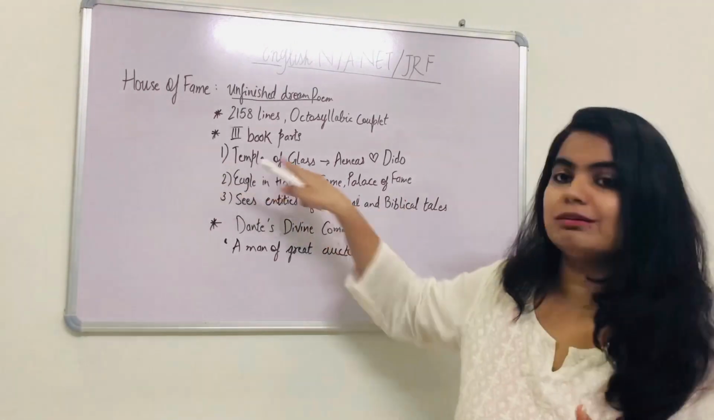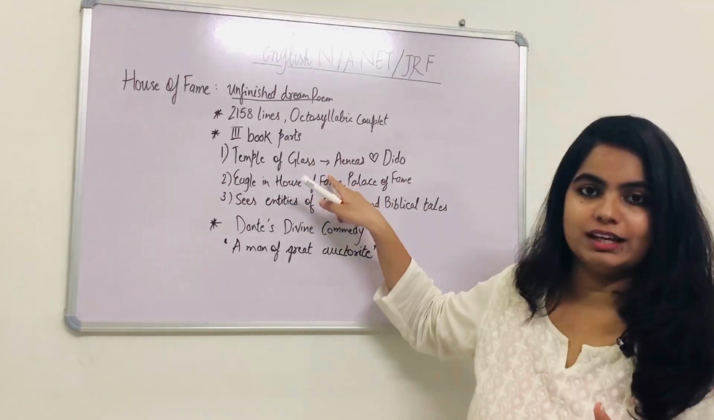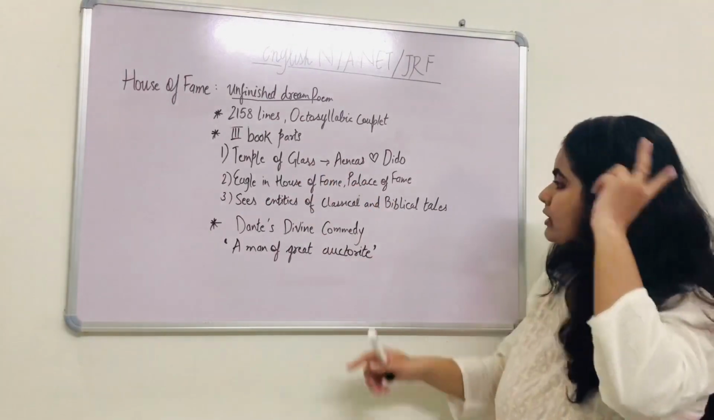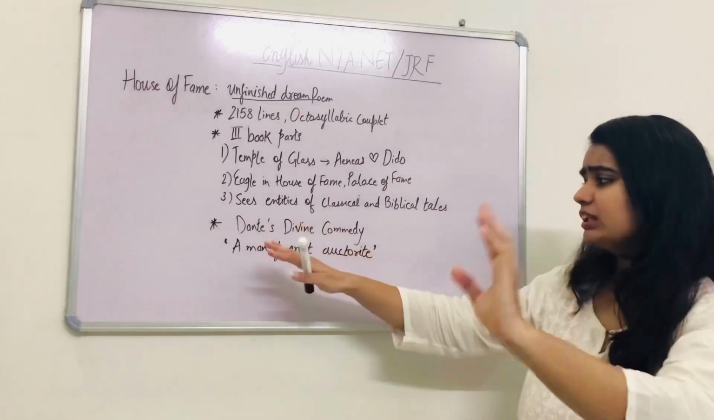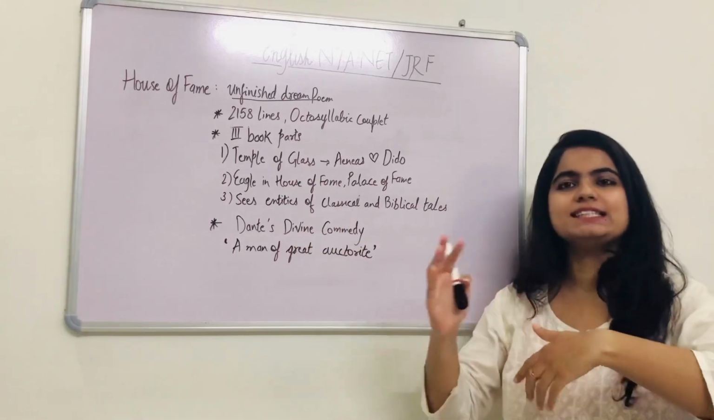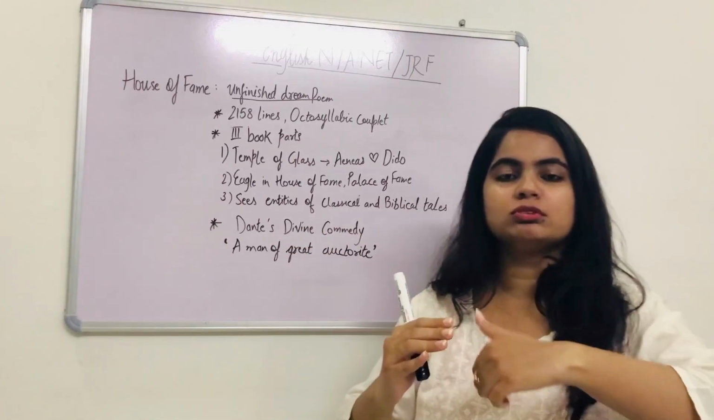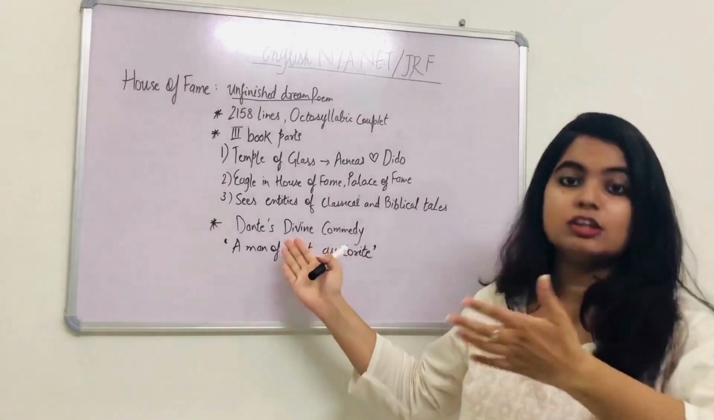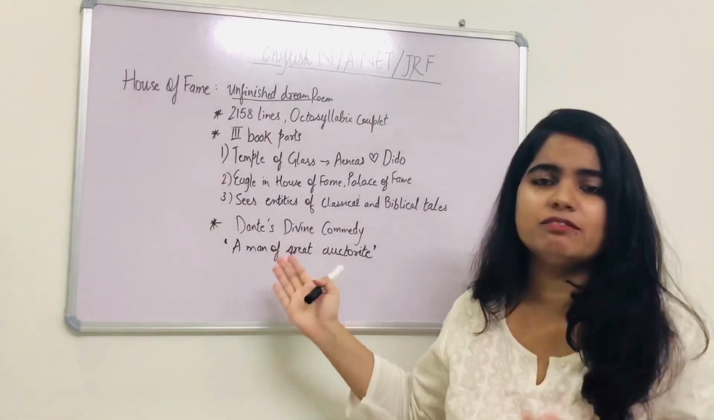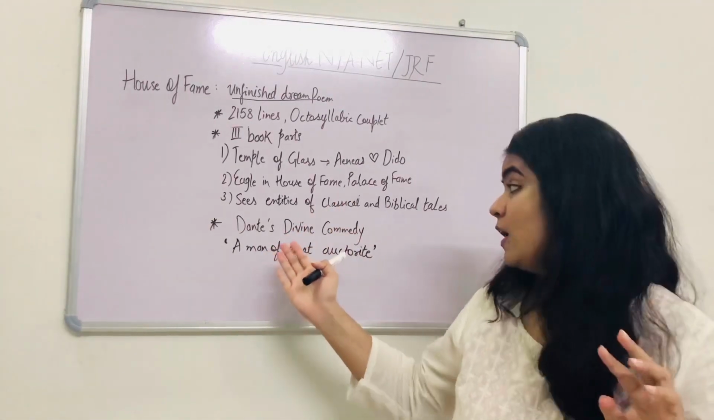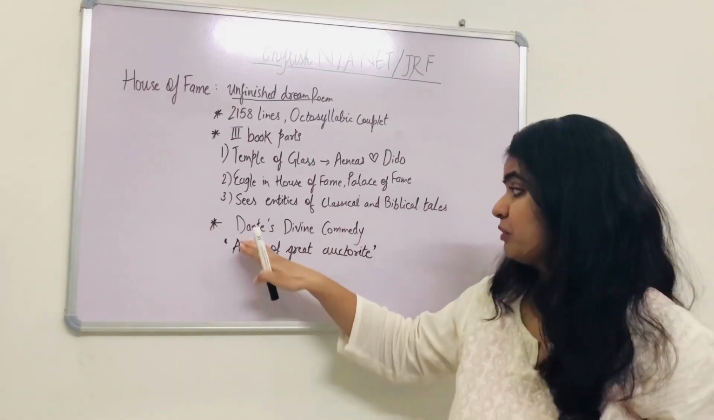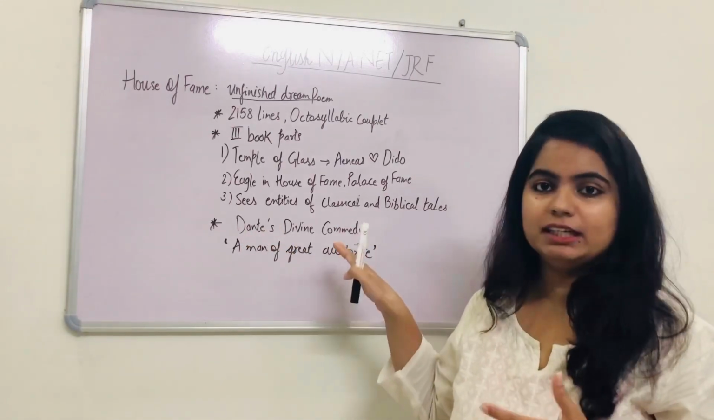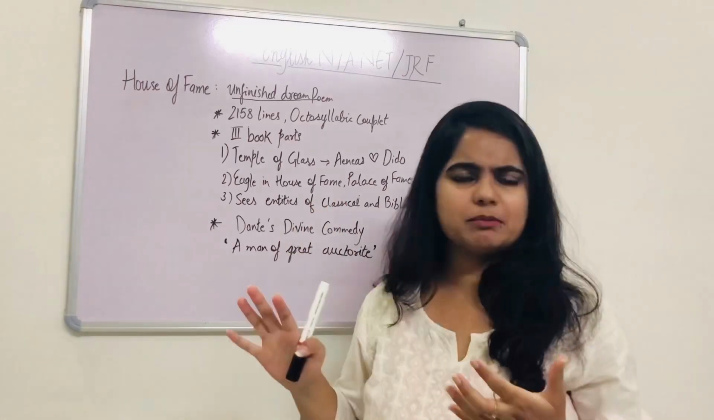And the first section of the book covers the Temple of Glass, right? Two things are clear here. So here we have the third section, and in the third section, you can see the comparison through a poet called Dante. You must have heard about him. He was a very famous writer and poet also. So Dante's Divine Comedy is a very famous work written by him.